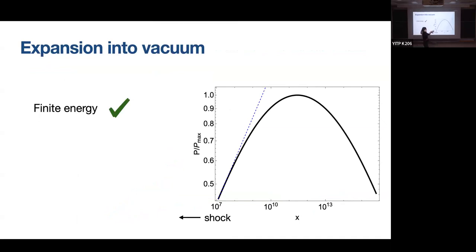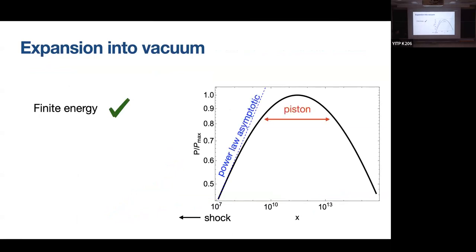So this is the pressure profile at some given time. This is the exact solution to the equation without assuming any self-similarity. First, we find this, which is very trivial, that the energy in this solution is finite. You see it's not diverging, of course, because we started with finite energy, so it's not surprising.